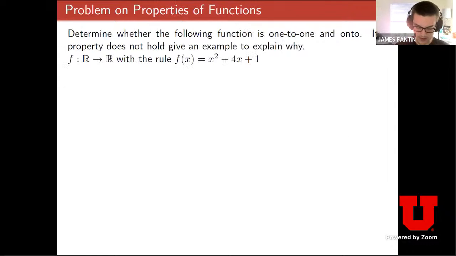So we're going to do some on functions. Here we're determining whether or not the following function is one-to-one and onto. If the property doesn't hold, like the previous example we did earlier, we're not going to prove it. We're not going to prove if a property does hold, if it's one-to-one or onto. But if it's not true, you need to give a specific counterexample. So we're looking at the function from the reals to the reals, with the rule that f of x is equal to x squared plus 4x plus 1.